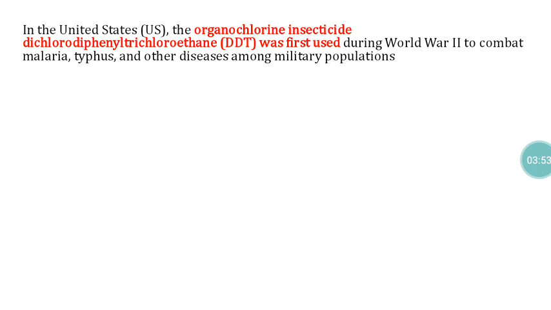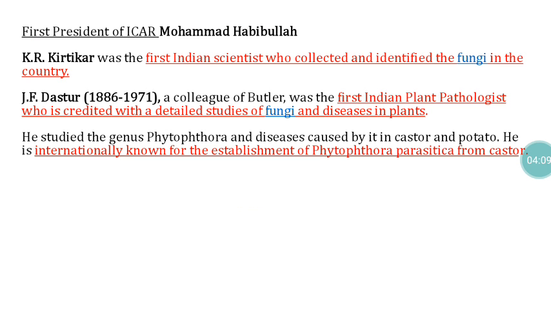With reference to insecticides, DDT, dichlorodiphenyltrichloroethane, was the first used insecticide, and the first organochlorine based insecticide. The first president of ICAR is Muhammad Habibullah. Then K.R. Kirtikar was the first Indian scientist who collected and identified fungi in the country.